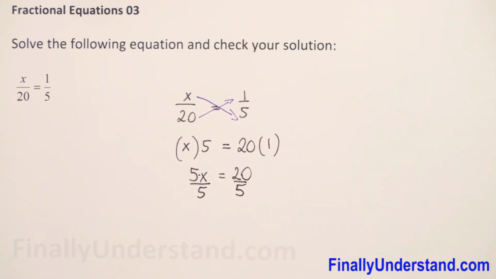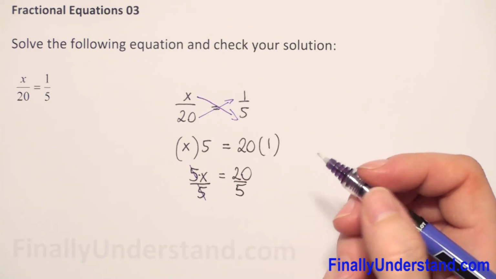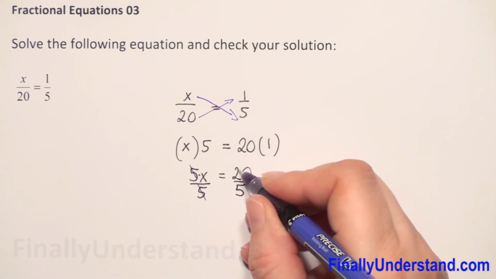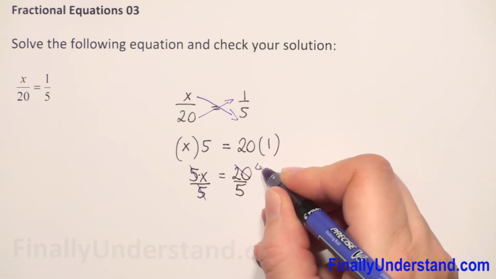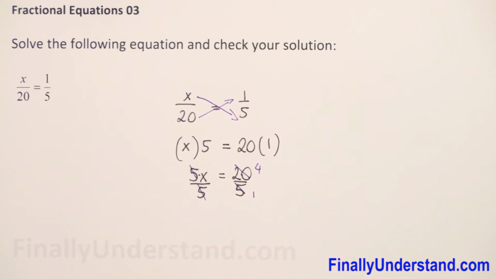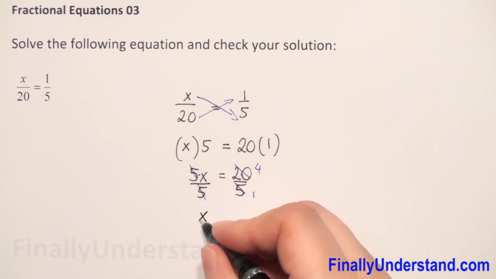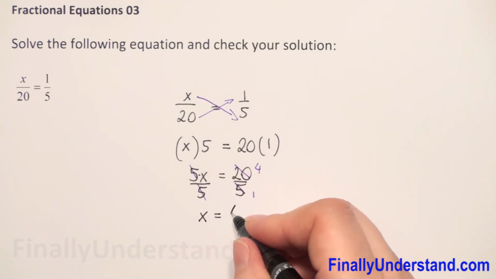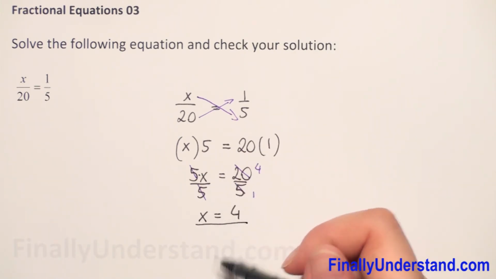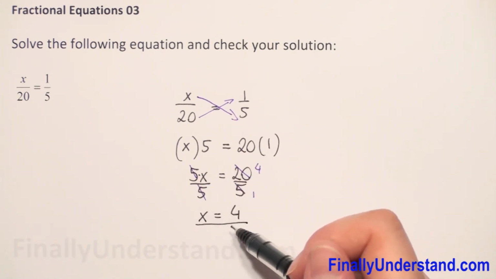So now 5 and 5 we can reduce, and 20 divided by 5. So 20 divided by 5 is 4, 5 divided by 5 is 1. So we have that x is equal to 4 over 1. So this is 4. We solved our equation. Now we have to check if this is the correct solution.